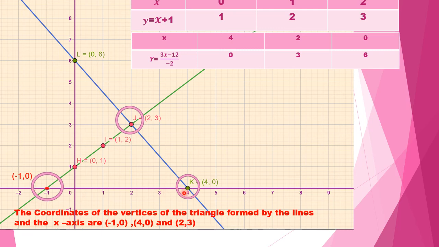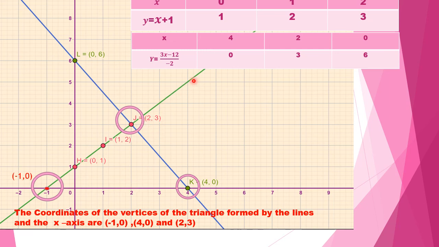Because it was already told in the question that you will get a triangular region by these two lines and the x-axis. So here it is. Here are the three vertices which I have encircled. And you have to shade this triangular region.